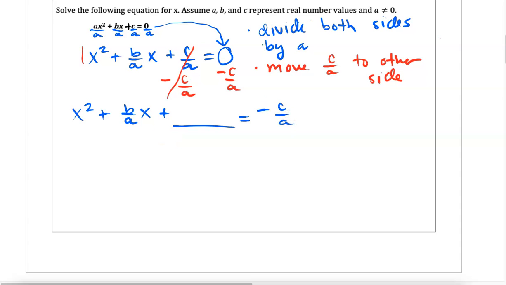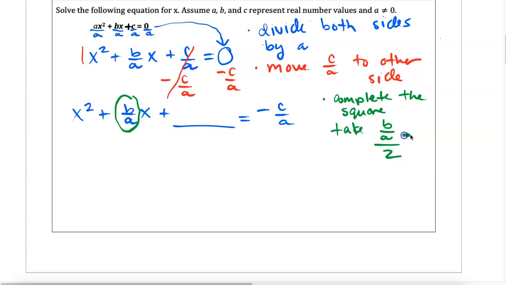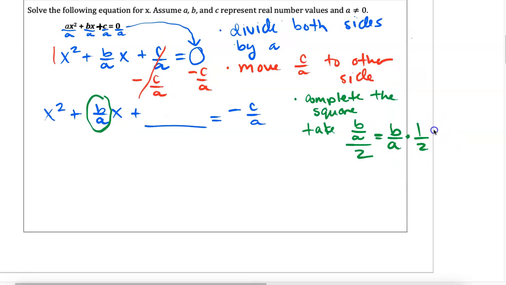Okay, so now it's set up for me to go ahead and complete the square. What that means is I can now take the middle term, which is b over a, and divide it by 2, which is the same thing as multiplying it by 1/2. That gives me b over 2a. Then I square that.